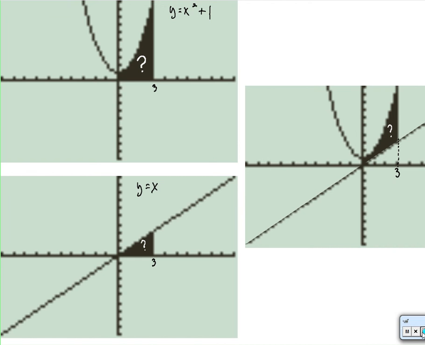I was going to ask on the last one, is there a y equals function that goes with that one? This is y equals x squared plus one. That was the same one. This is y equals x. Okay.